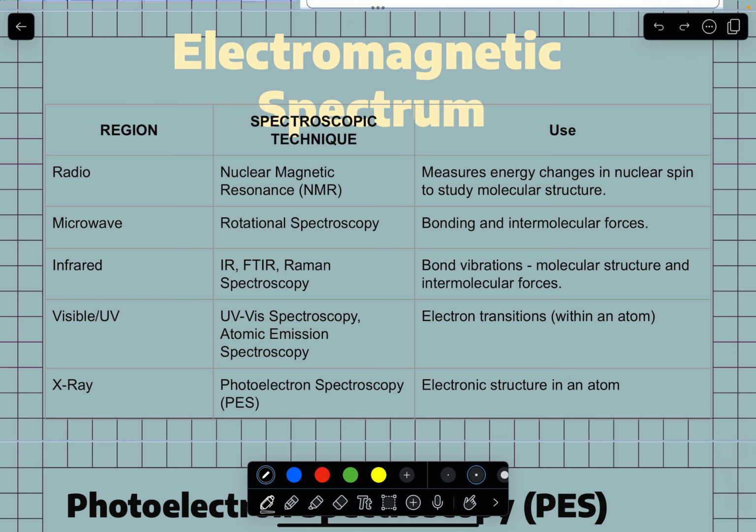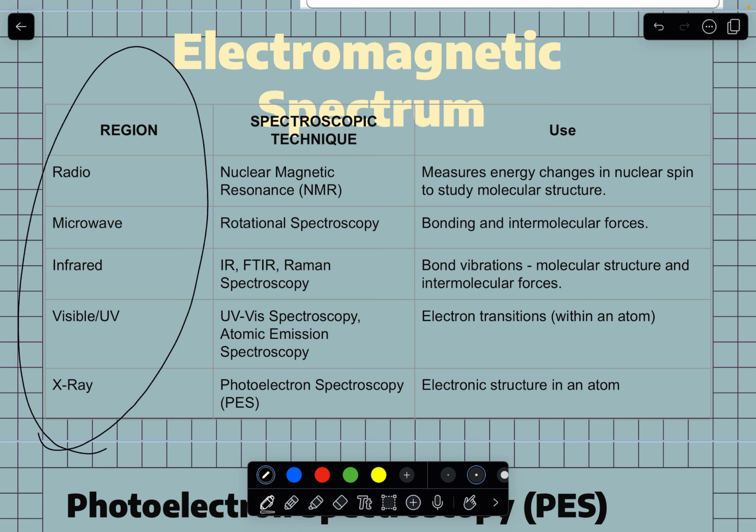But for the electromagnetic spectrum, with these different regions of light with energy, they have different spectroscopic techniques. These techniques are used in research or they're used in everyday life, right? So radio waves are used in nuclear magnetic resonance, NMR. This measures the nuclear spin and is used to study molecular structure. It's used quite often in research.